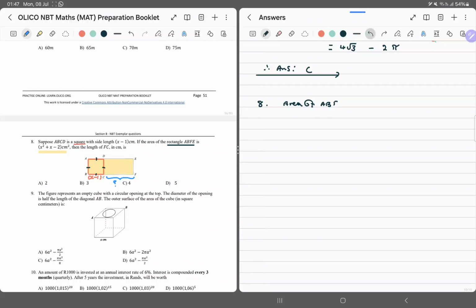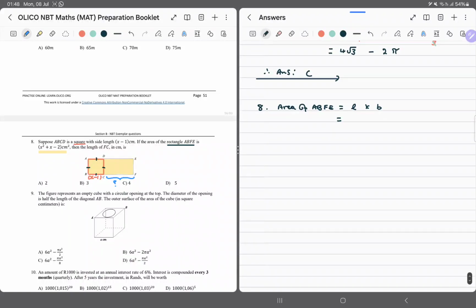Is it ABFE, not C? ABFE is equal to length times breadth, because this is a rectangle. Now, remember this side is also equal to that side, which becomes the breadth, but the length is essentially BF. So we want to use BF to our advantage. So we can just write BF into x minus 1, because this would be the breadth.